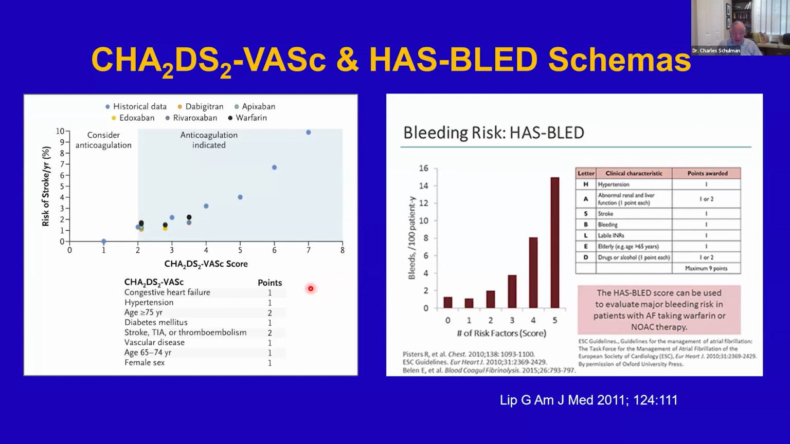So the CHA2DS2-VASc score gives 1 point for heart failure, 1 point for hypertension, 1 point for diabetes, vascular disease, age between 65 and 74, and female sex, and 2 points for age over 75, and 2 points for previous stroke, TIA, or thromboembolism. A CHA2DS2-VASc score of 2 correlates approximately with a 2% risk of stroke per year. A score of 1 correlates roughly with a 1% risk.